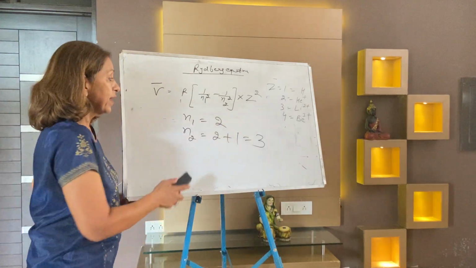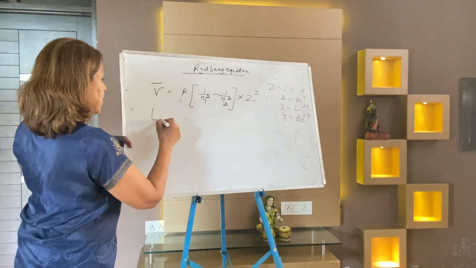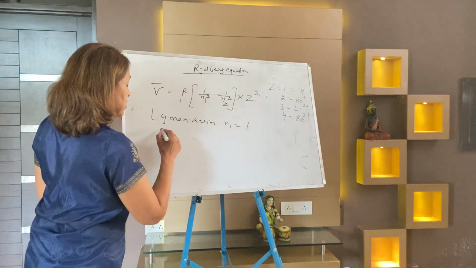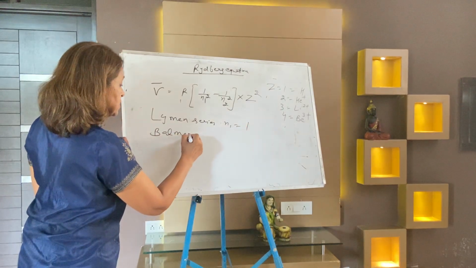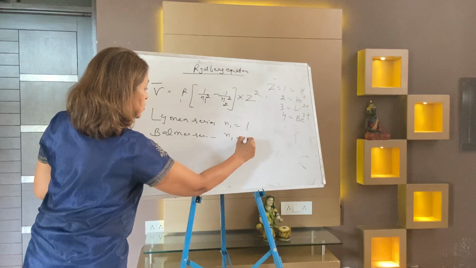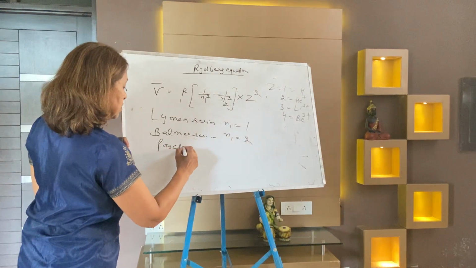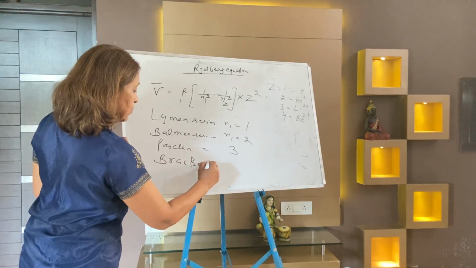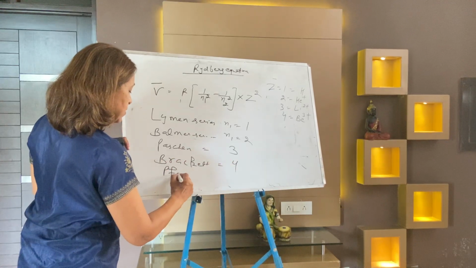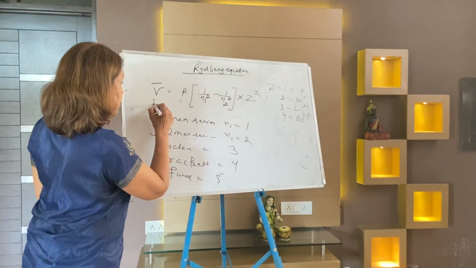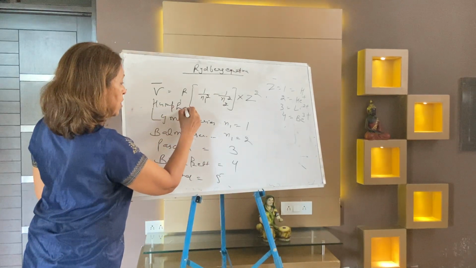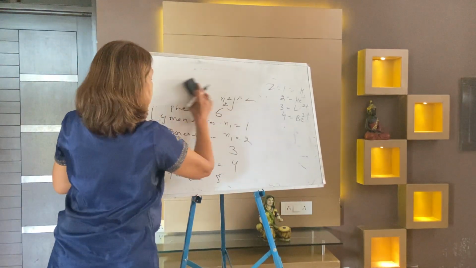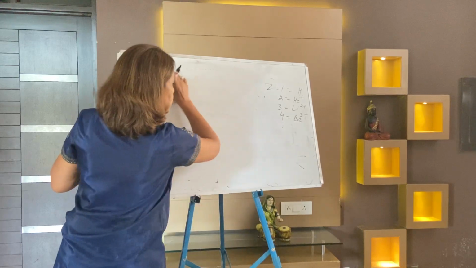Right, you can write Lyman: for the Lyman series, N1 is equal to 1; for the Balmer series, N1 is equal to 2; Paschen 3; Brackett 4; Pfund 5; and one more, Humphrey 6. So this is all about your questions related with the Bohr's model.